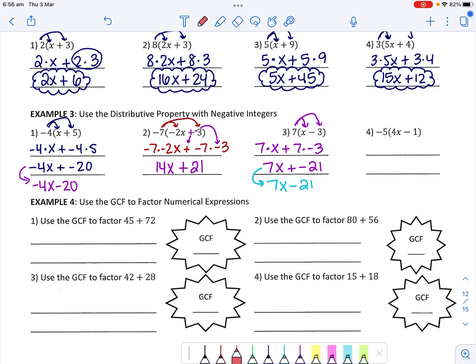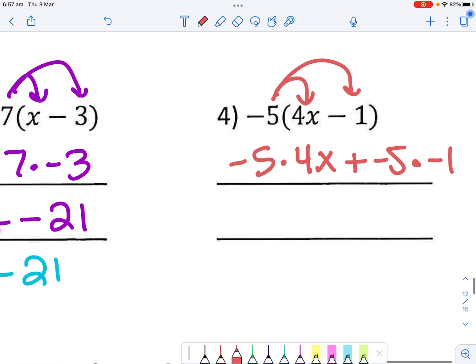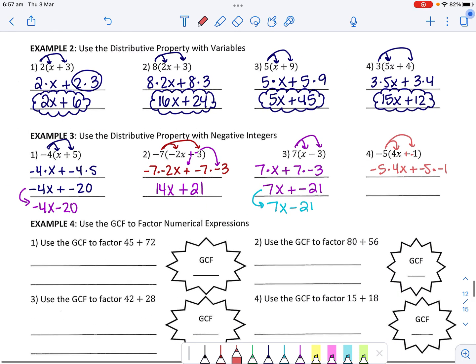In number 4, I'm distributing that negative 5. So negative 5 times 4x plus negative 5 times negative 1. Again, if I represent this as plus negative 1, it makes sense where the plus sign comes from. So this is going to be negative 20x plus 5. These are, again, algebraic expressions because the part with the x does not have anything in common with the constant at the end.